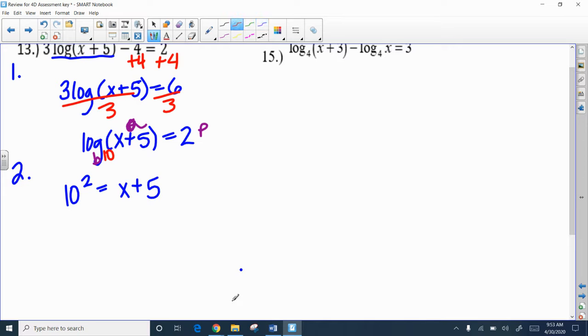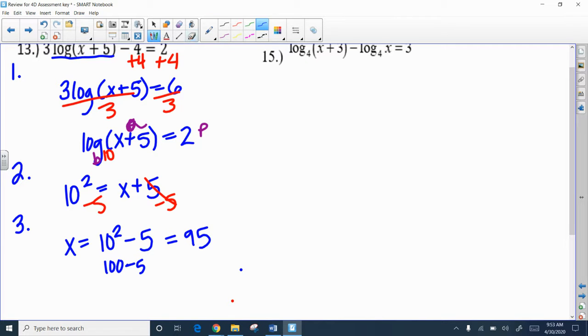Now to solve this, where step 3 is to solve for x, I am going to subtract 5 from both sides to get x by itself. So now we have x equals 10 squared minus 5. This one we can evaluate. 10 squared is 100, and 100 minus 5 gives us 95. So x equals 95.